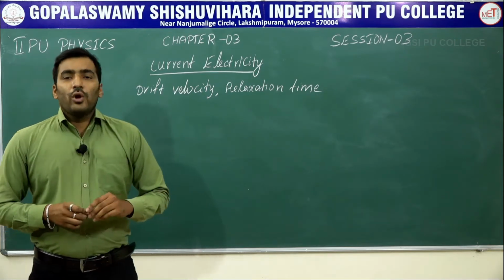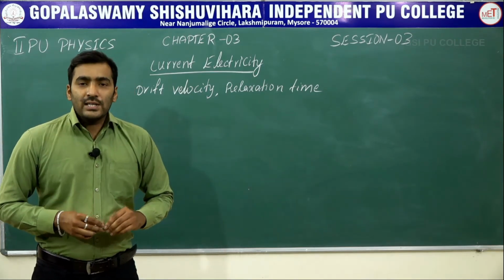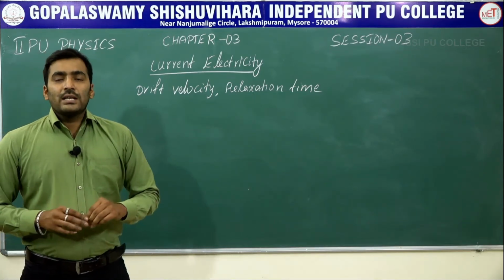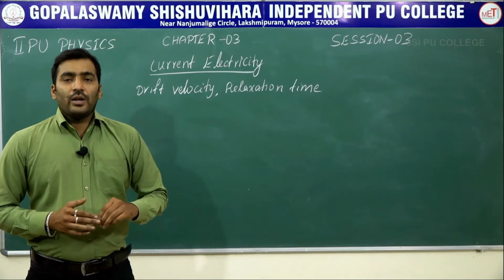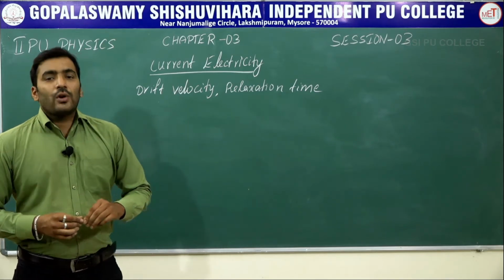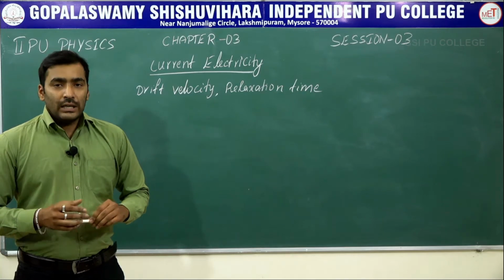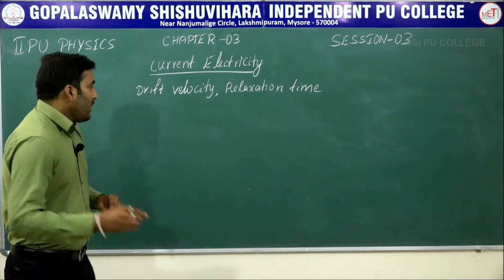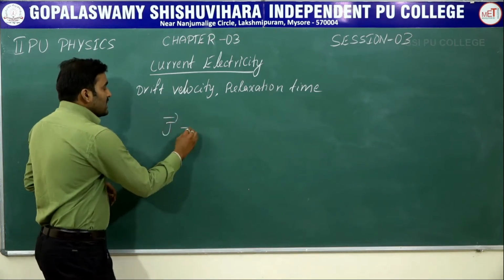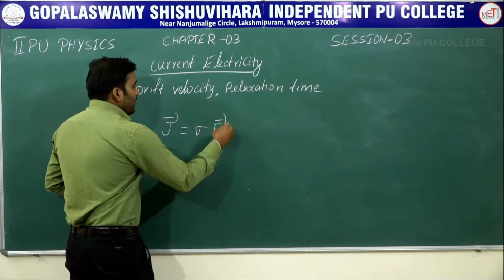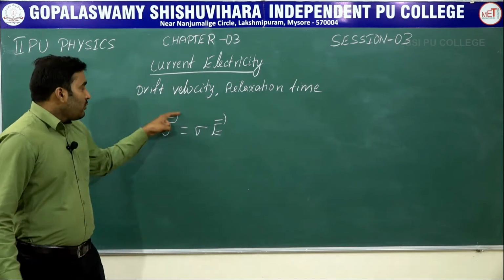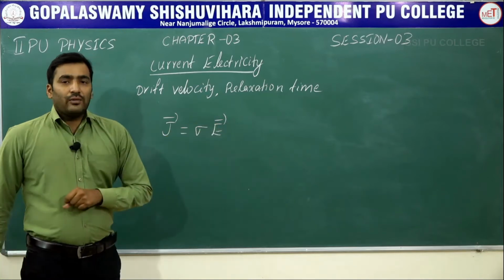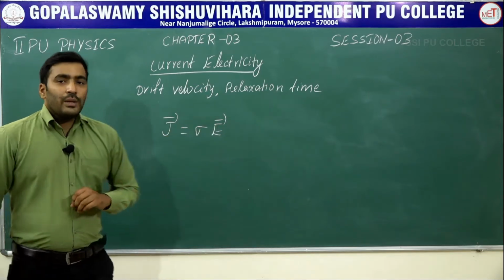Next, we learned one more important quantity called current density. Current density is given by J is equal to I by A, that is current divided by area. The current flowing through the conductor per unit cross sectional area is known as current density. The expression for current density in terms of electric field that we derived in the last class is J is equal to sigma into E, so the direction of the current in a conductor is the same as that of the electric field. This is what we have learned from the last class.